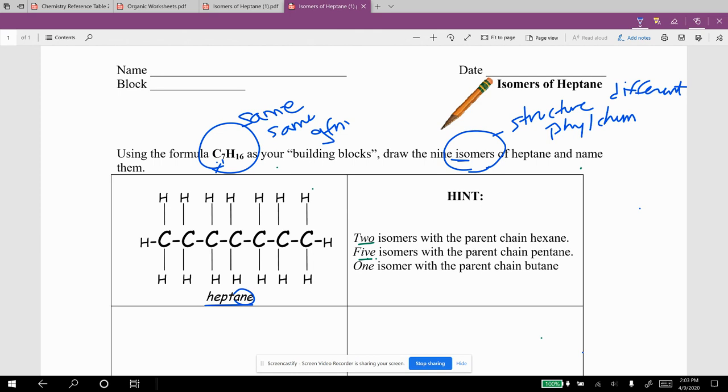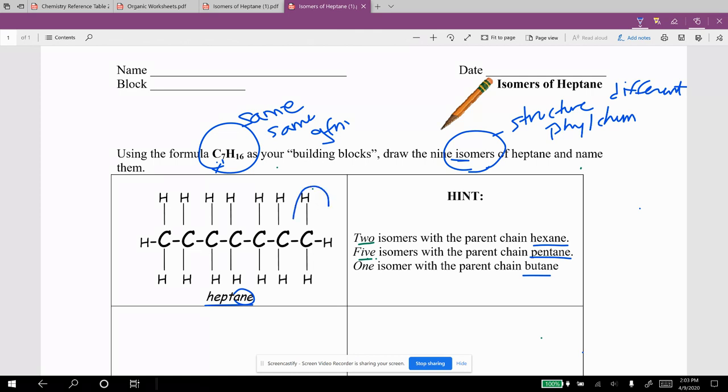So now when we draw these isomers, we're going to have 2 with a chain of 6, 5 with a chain of 5, and 1 that has a chain of 4. So we're going to start with the 2 isomers with the parent chain hexane. So why did I go from 7 to 6?